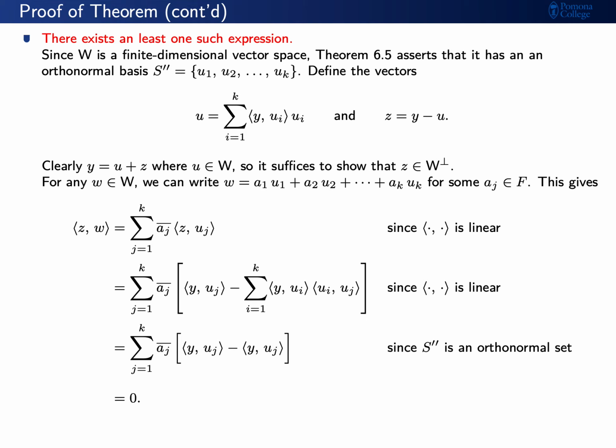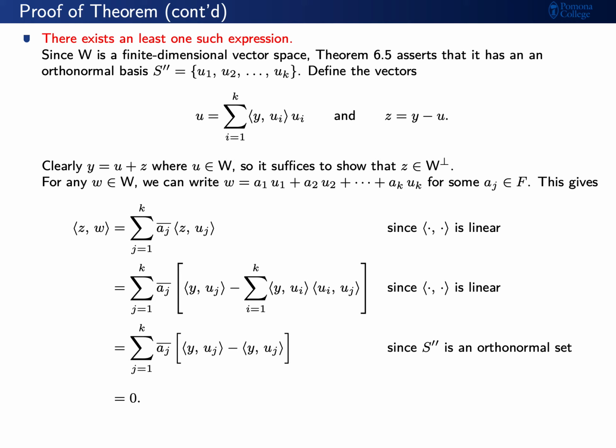But we can do this as follows. Let's pick any lowercase w in our vector space W. Then we know that our lowercase w must be a linear combination of the elements from S double prime. So now let's consider the inner product of Z with this vector lowercase w. We're going to substitute in that Z is equal to Y minus U, and that U is a linear combination of the U sub i's.